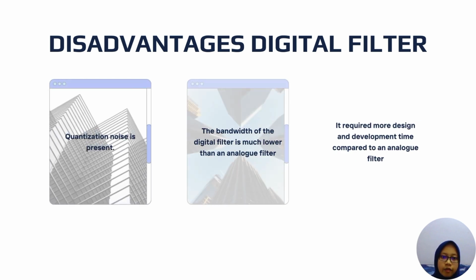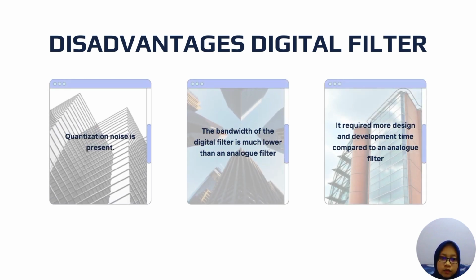These are the disadvantages of digital filters. First one is quantization noise is present. The bandwidth of the digital filter is much lower than an analog filter. It requires more design and development time compared to an analog filter.